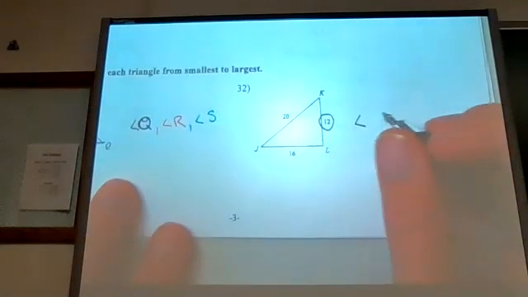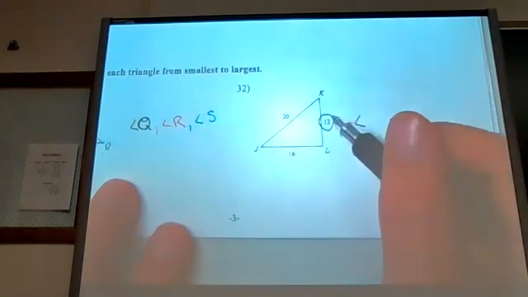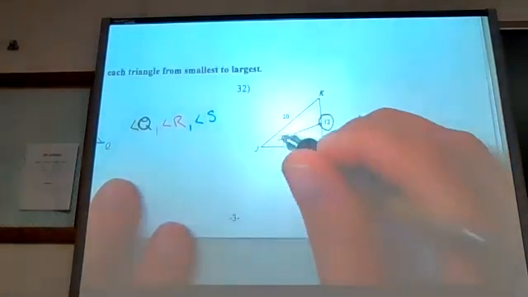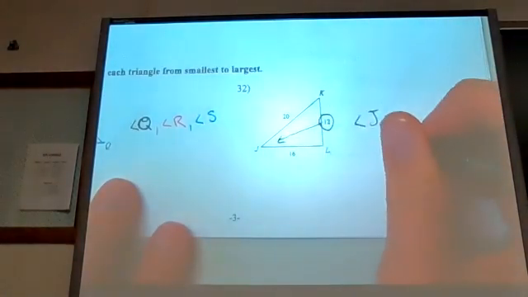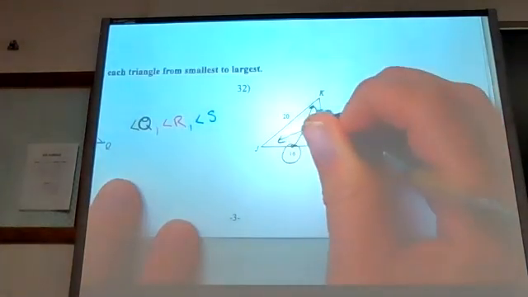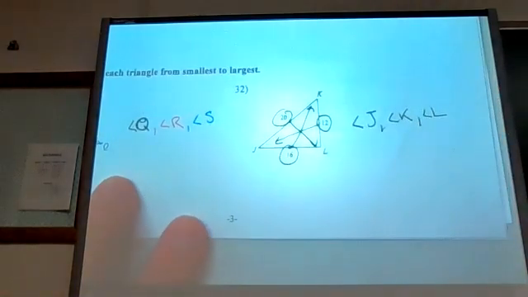I'm gonna say shortest, smallest is what came out. If 12 is my shortest side, my angle that's smallest would be across from that. Angle J. Middle angle would be K, across from the middle side, and then longest side is 28, which is across from angle L. Okay.